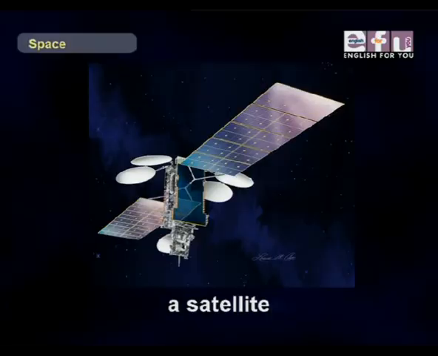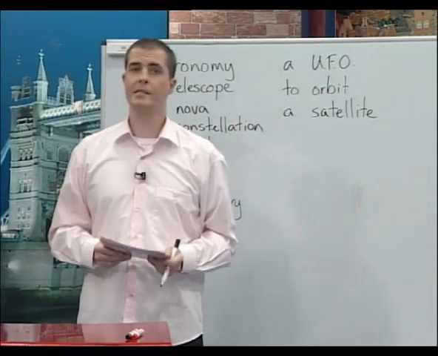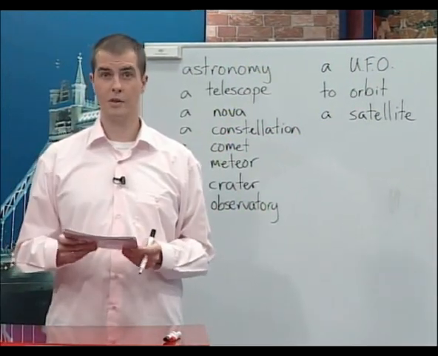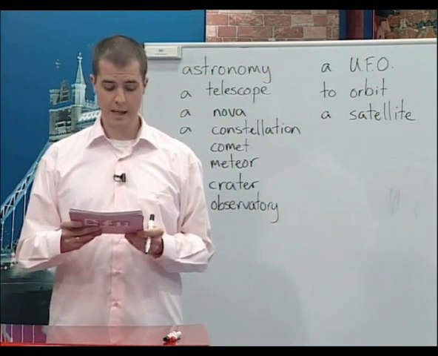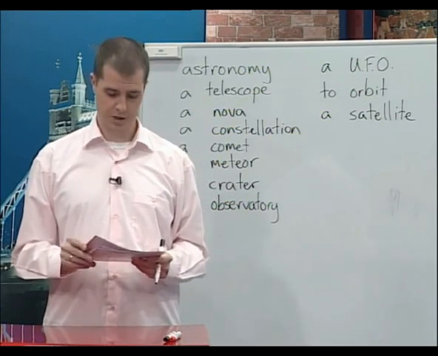Next, a satellite. A satellite is a machine that has been sent into space and it goes around the Earth. It orbits around the Earth. We use them for radio, television, and other forms of communication.